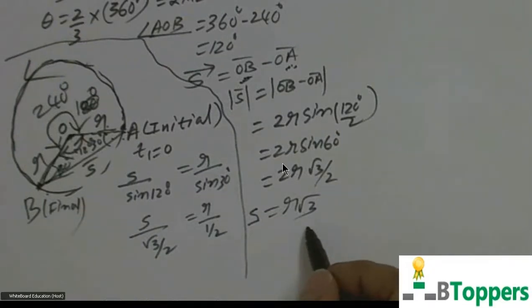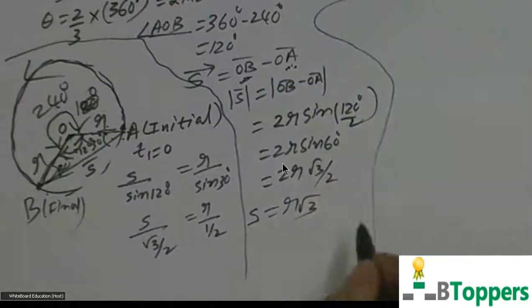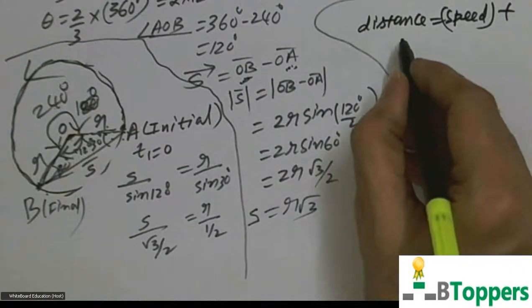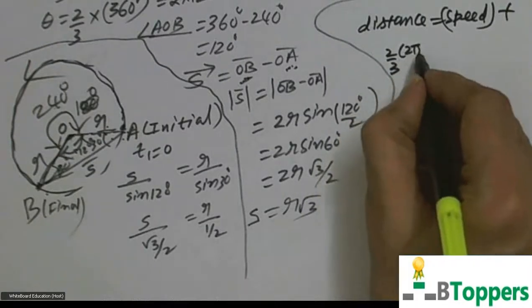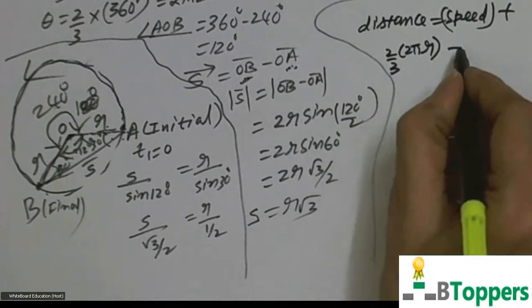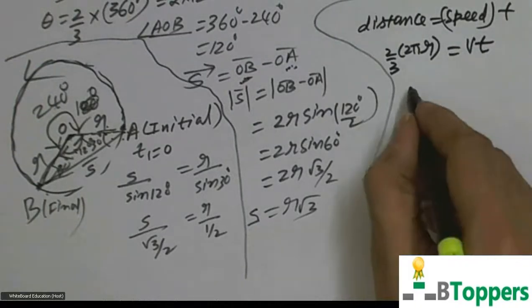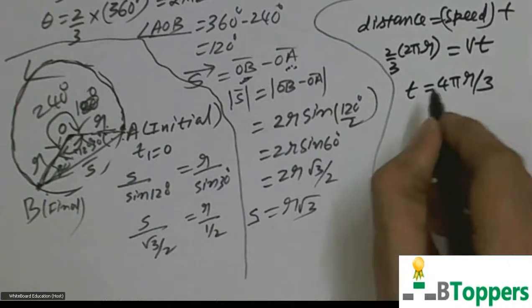Next we have to find the time interval. The particle moves with constant speed. Distance covered is equal to speed into time interval. Given the particle completes 2/3 of the revolution, distance covered is equal to 2/3 of the circumference 2 pi r. Speed is v. Time interval is denoted by t. So the time interval will be 4 pi r by 3v.